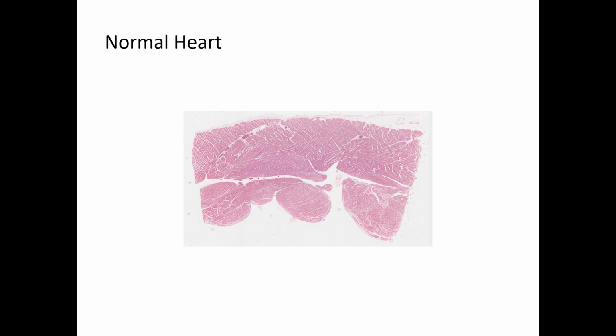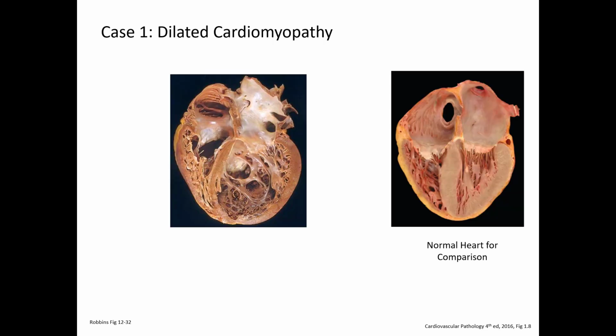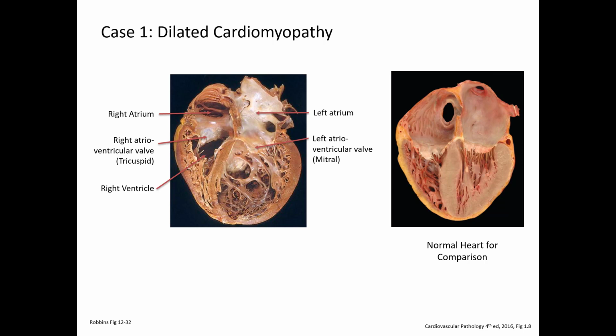The first slide is normal heart, which is reviewed in a separate video. Case 1 is dilated cardiomyopathy. Here is our heart. Here is the normal heart for comparison. This is the right atrium. This is the right atrioventricular valve. This is the right ventricle. This is the left atrium. This is the left atrioventricular valve. And here is the left ventricle.